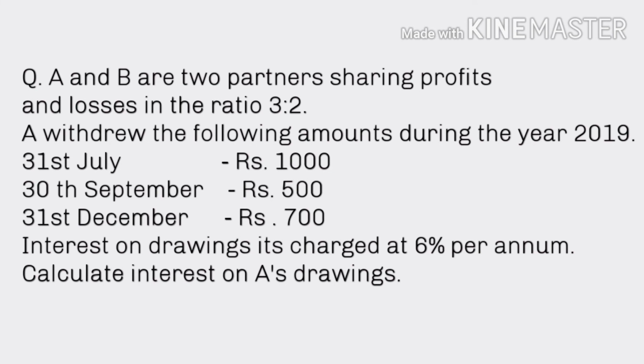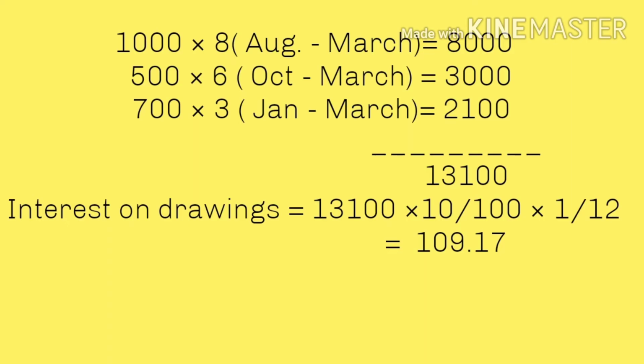Now here is a question. A and B are partners, and A withdraws rupees 1000 on 31st July. So first we have to calculate the period for the amount withdrawn, right? So from 31st July to next March, that 1000 remains withdrawn. As it's the end of July, we will not be taking July into account. After July, it's August. So August, September, October, November, December, January, February and March. That is 8 months. So we are multiplying 8 with 1000 to get the product.